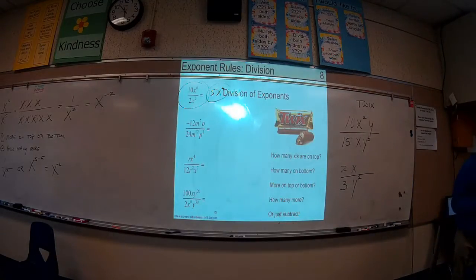What's 12 over 24? Start with that. 12 over 24 simplifies to something else. Is it 1/12? It's not 1/12. 12 over 24. What's 4 over 8 simplified to?